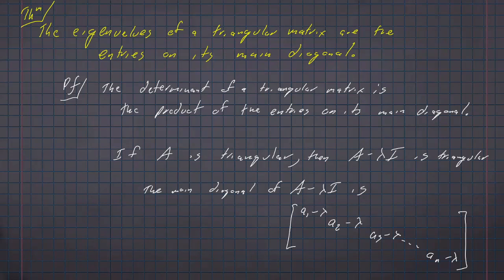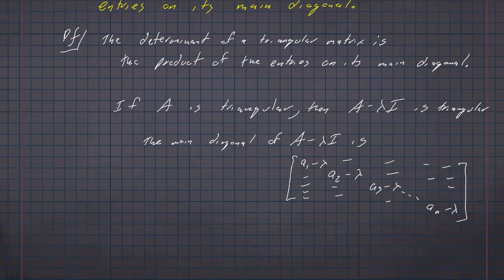The last thing that I want to claim is that whatever else is happening in the matrix, the entries on the main diagonal of A minus lambda I are, I'll call them A1, A2 through to AN, the entries on the main diagonal of A itself, each one minus lambda. And again, the other entries are the same as they were in A in the first place.